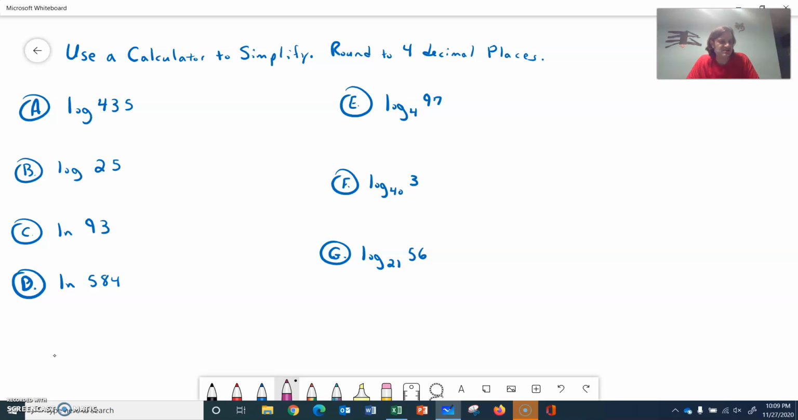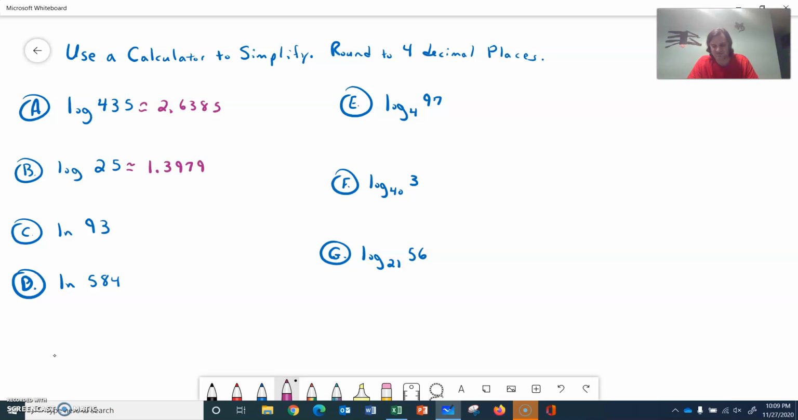So A is log of 435. That's understood to be base 10. If you put that in your calculator, you should get about 2.638. Okay. B, log of 25, once again understood to be base 10, so most of our calculators do that. The answer I'm getting, 1.3979. If at any point you're not getting the same thing, investigate and contact me and let me know if you need help.